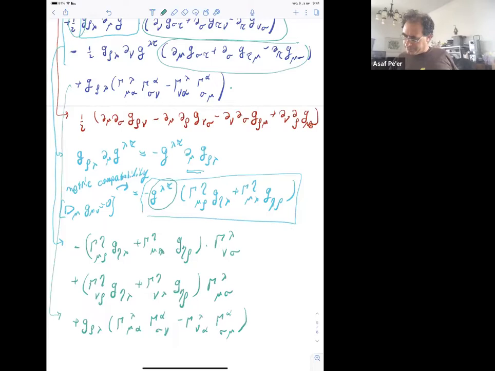Great. Now what will happen? Okay, good. So this guy here cancels with this guy here. Now we have to switch the eta with a lambda, and lambda with an alpha. Lambda goes to alpha, eta goes to lambda. I can always do that because these are dummy indices. And then these two guys will cancel.